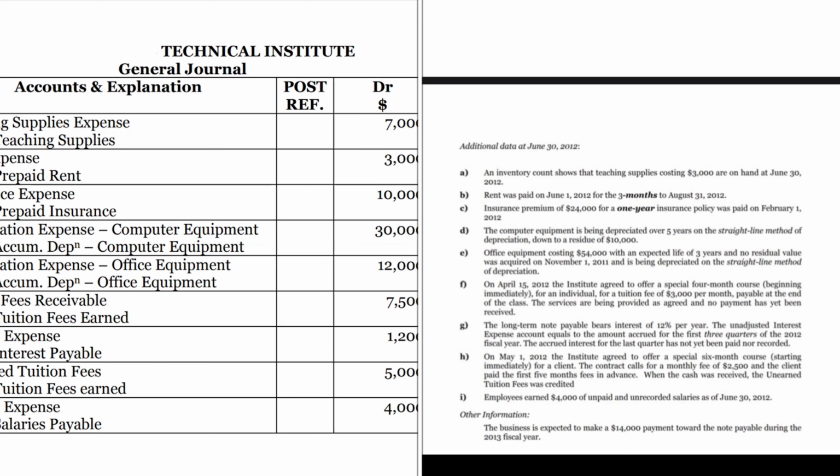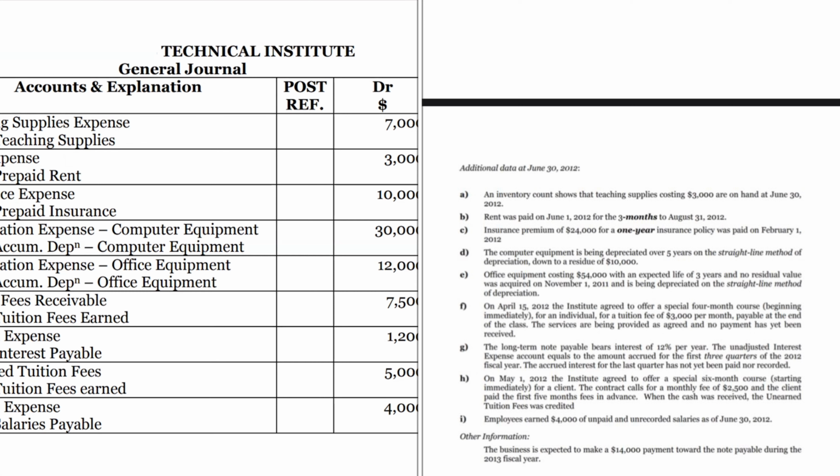So what this is saying is that within the next 12 months, which is the 2013 fiscal year, because the fiscal year is 12 months, at some point during that time you need to make a payment towards this long-term loan, right? So this $14,000 is going to be currently due, because our current liabilities, that which is owed, should be paid within 12 months.